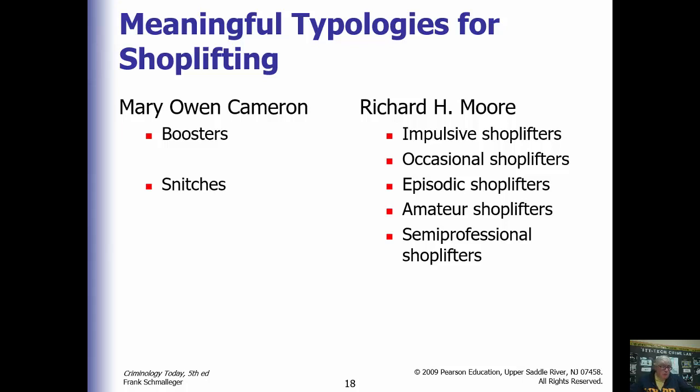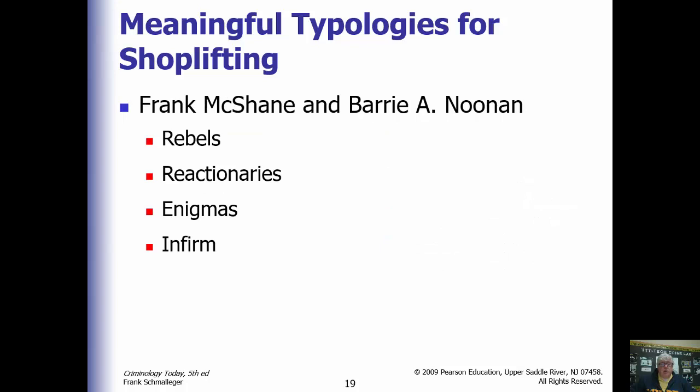And their typologies are similar. Obviously, Cameron only had 2. Moore has 5. McShane and Noonan had 3. They call them the rebels, the reactionaries, enigmas, and the infirm.